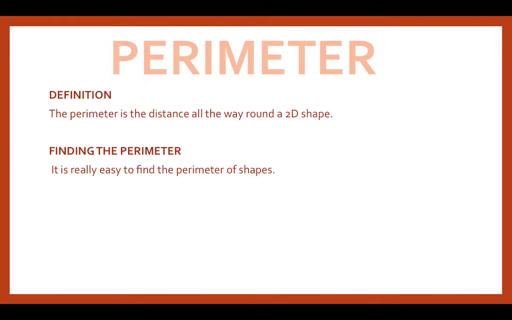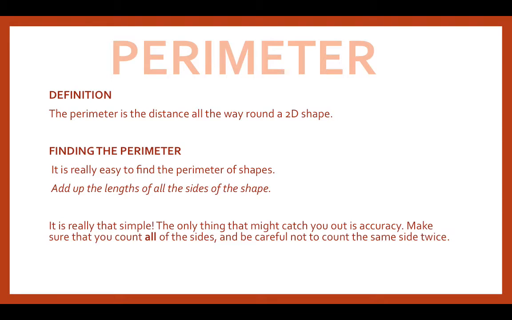So how do you find the perimeter? It's really easy to find the perimeter of different shapes. All you have to do is add up the lengths of all the sides of the shape. So it really is that simple. The only thing that might catch you out is accuracy. So make sure that you count all of the sides and be careful not to count the same side twice.